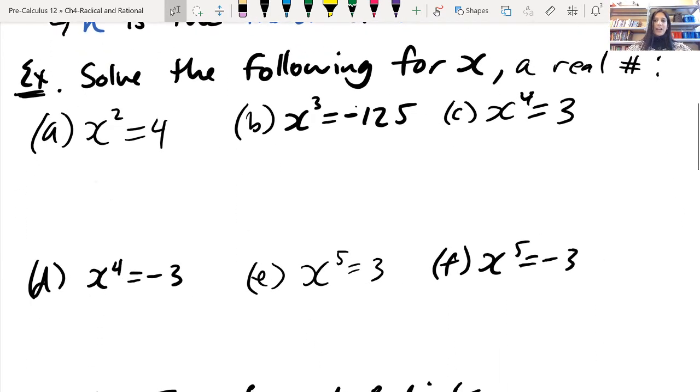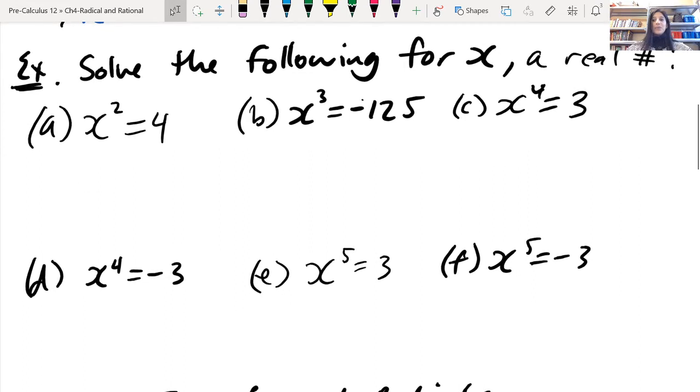Solve the following for x, which is a real number. So we're starting off nice and easy with things that you've done in the past. Algebra, again, is all about opposites. So if I want x, then we know that we would square root both sides. So x would be equal to, I would say 2, but technically speaking, we should say plus or minus 2, because negative 2 times negative 2 gives us 4. And so does positive 2 times positive 2.